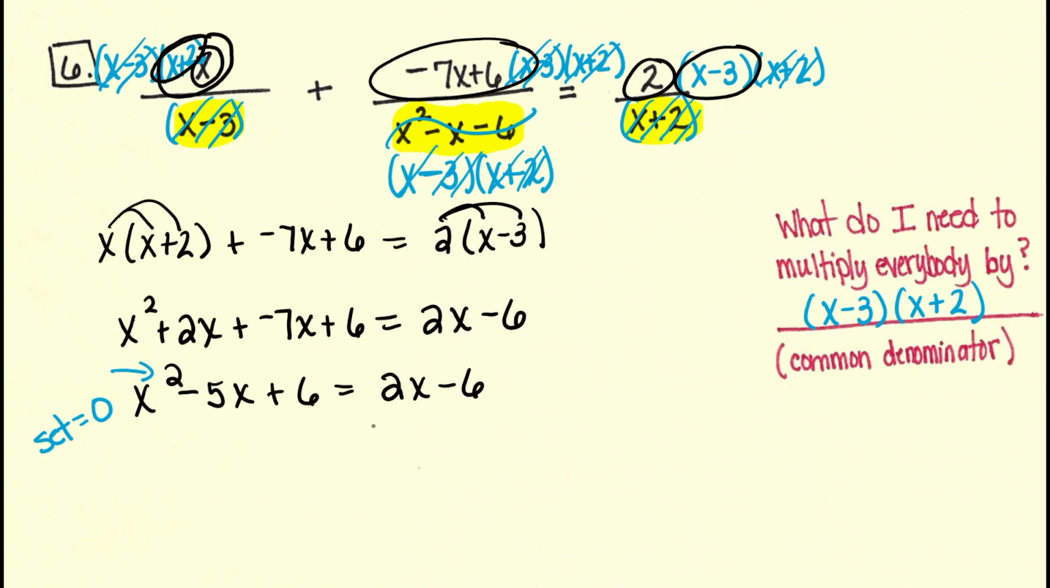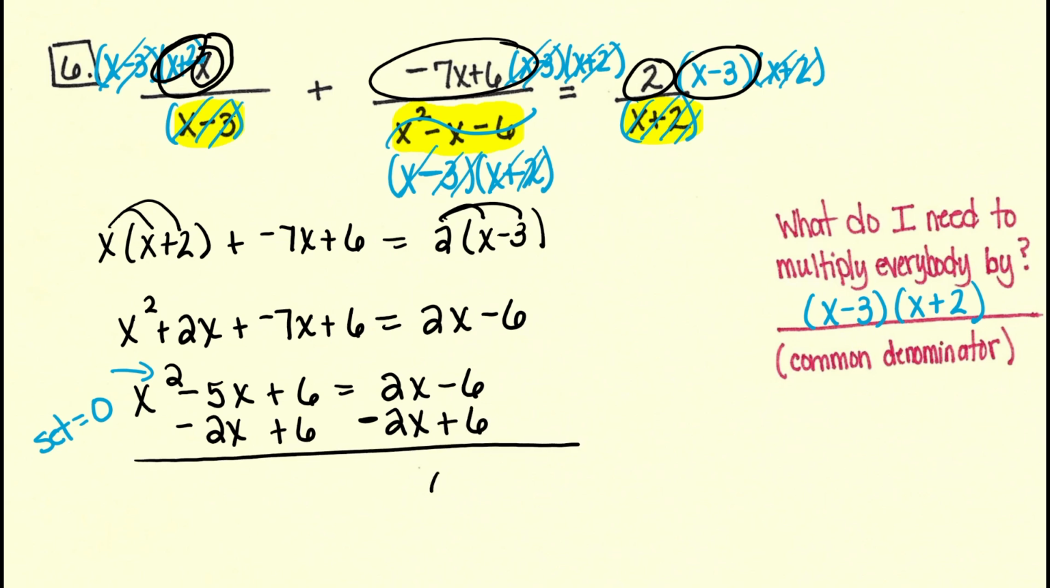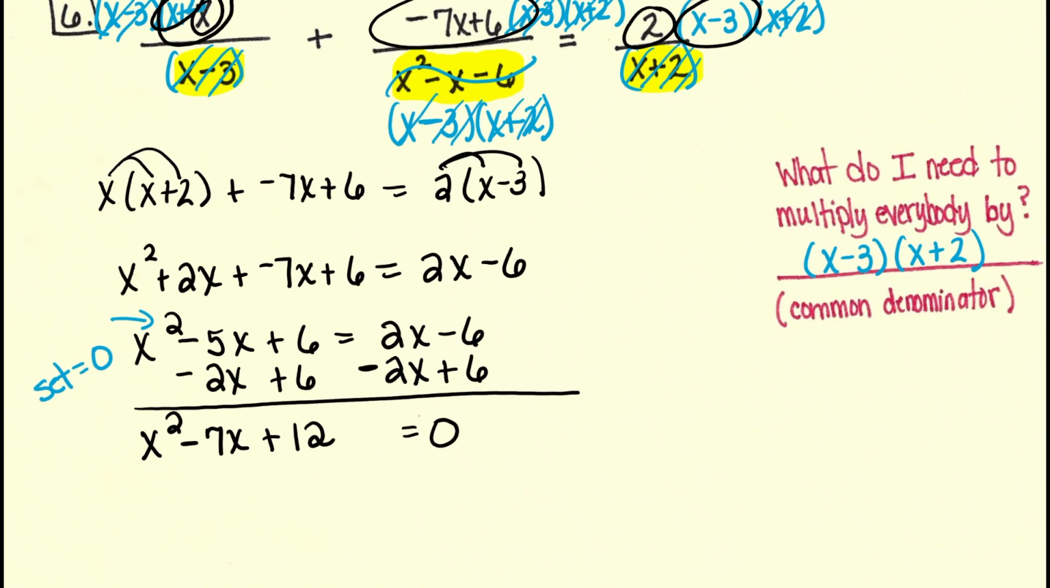So I'm going to subtract the 2x, come over here and find his friends, subtract 2x. You're going to add 6, come over here and find his friend. So I have 0 on this side. And over here I have x squared minus 7x plus 12. And that's going to be a nice trinomial that we can factor again.